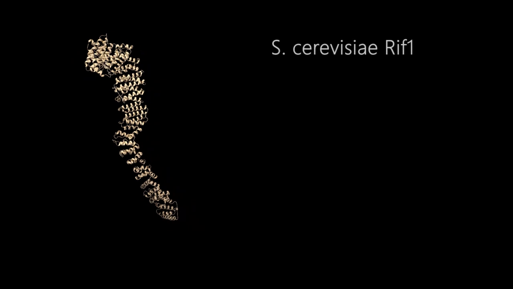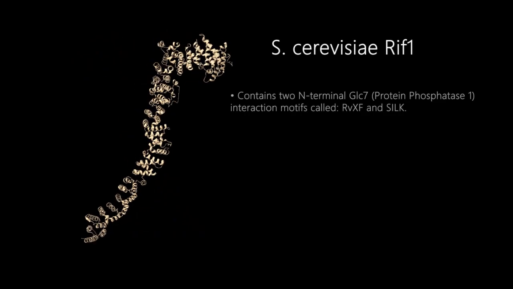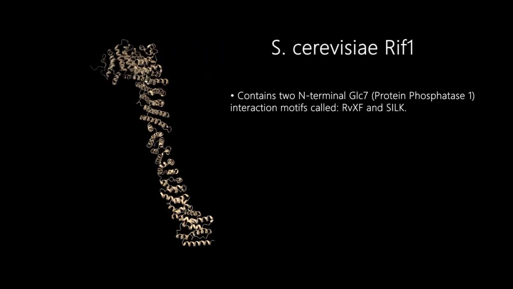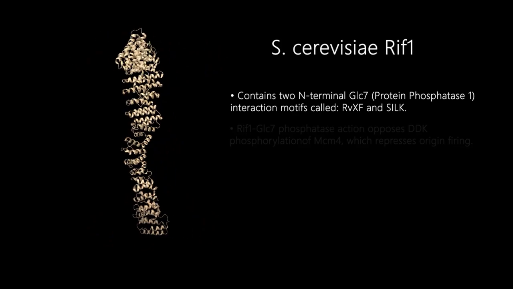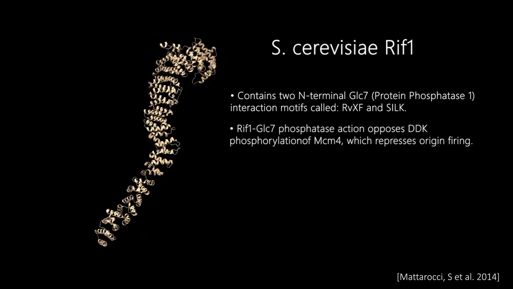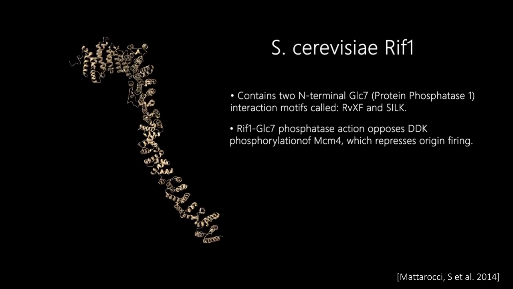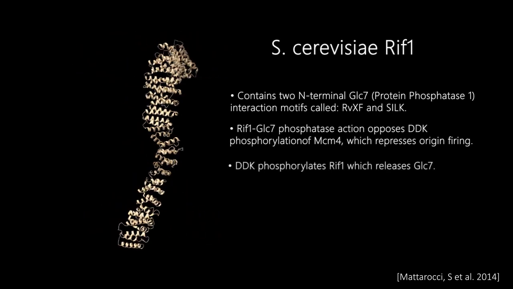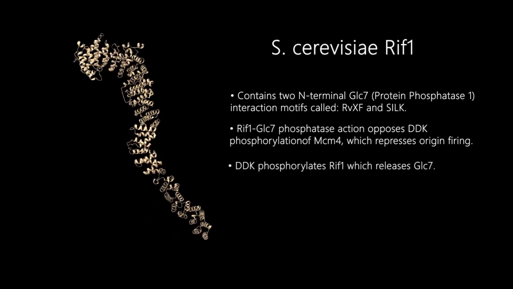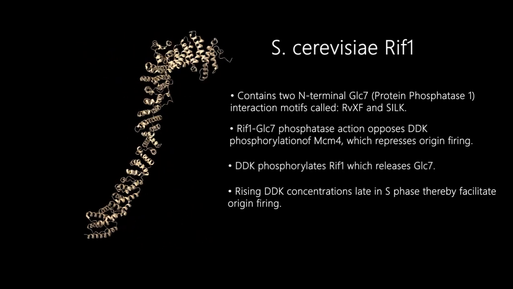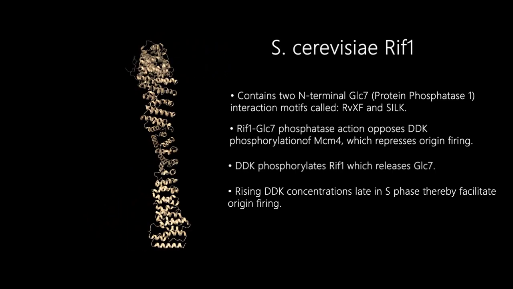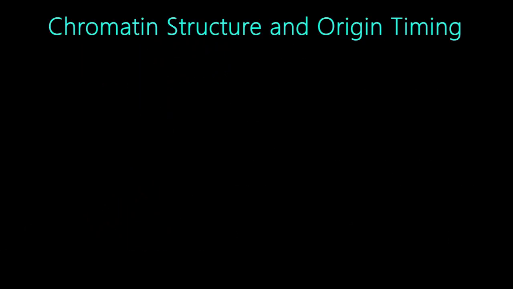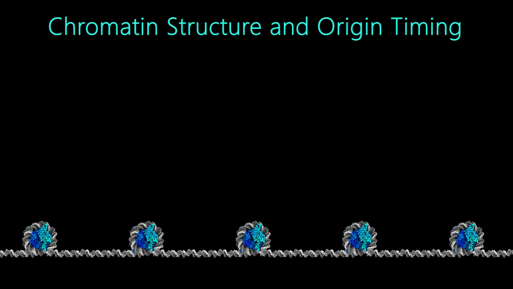In S. cerevisiae, RIF1 contains two GLC7, or protein phosphatase 1, interaction motifs. The phosphatase opposes DDK phosphorylation of MCM4, thereby repressing origin firing. This is overcome by rising DDK concentration late in S phase, as DDK also phosphorylates RIF1, which releases the phosphatase subunit. Local chromatin structure not only affects origin selection and licensing, but also influences origin timing.